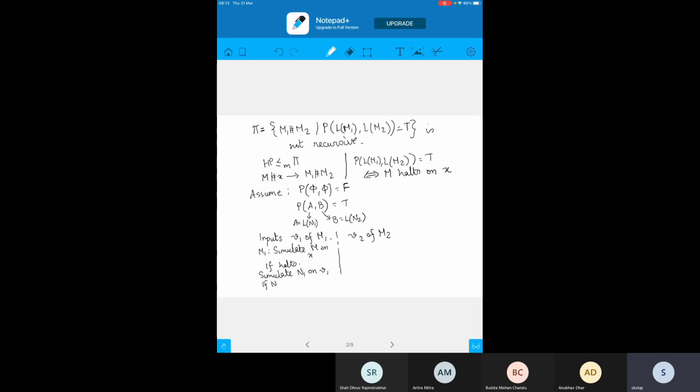If N1 accepts, then accept and halt. And this is also the same for M2: simulate M on X. If false, simulate N2 on V2. If N2 accepts, accept and halt.